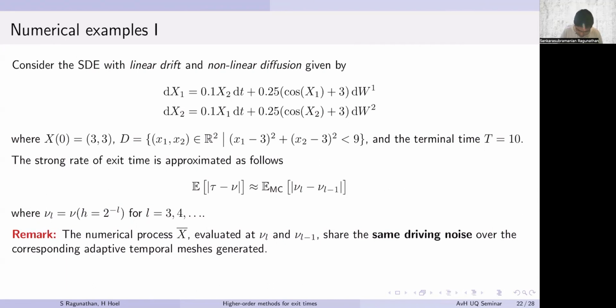It is important to note that in order to compute the strong rate using this multi-level Monte Carlo idea, you have to ensure that between the levels, they share the same driving noise. So that's a key point one has to note. And this, combined with adaptive time stepping, you can show that the strong error is of the order as shown before.